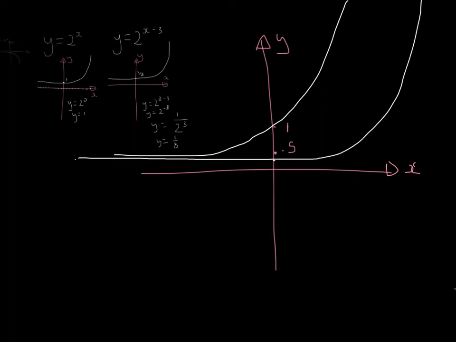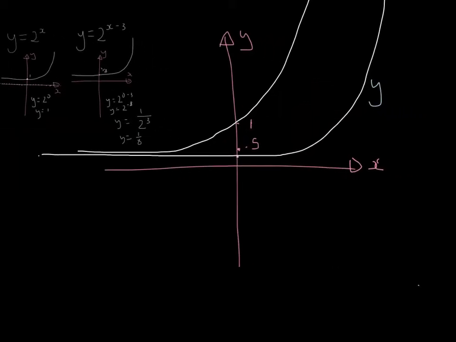But the main point I want to show here is that the new graph, which is y equals 2 to the power of x minus 3, as opposed to y equals 2 to the power of x, has been moved to the right 3 spots. And the reason it has been moved to the right is because there is a negative 3. If it was a positive 3, it'll move to the left.